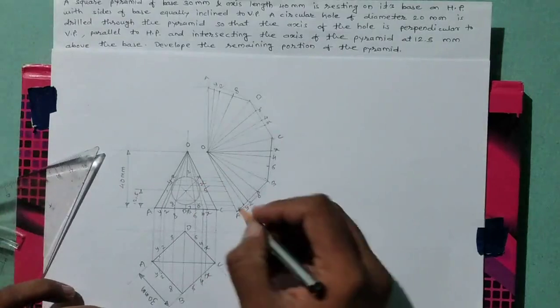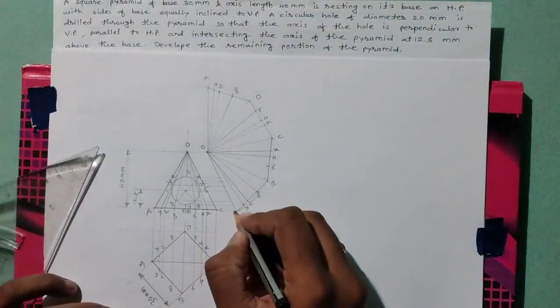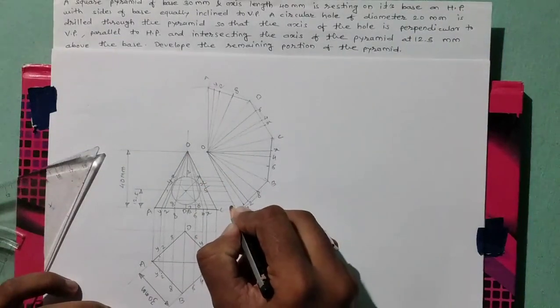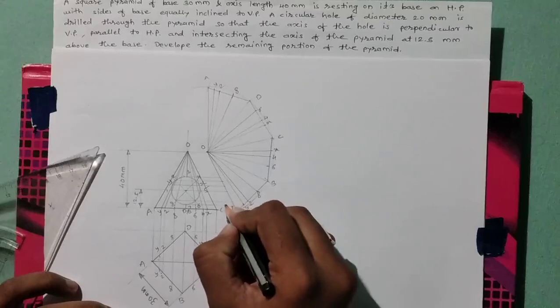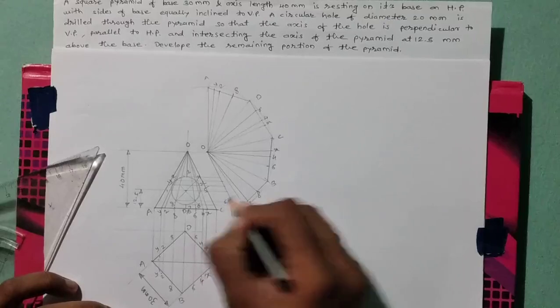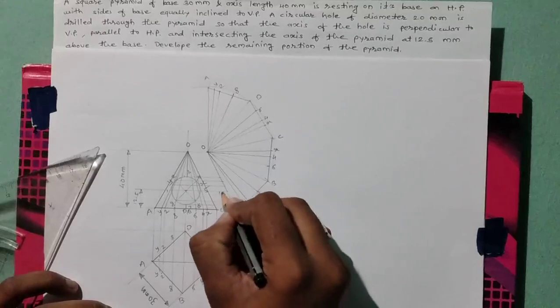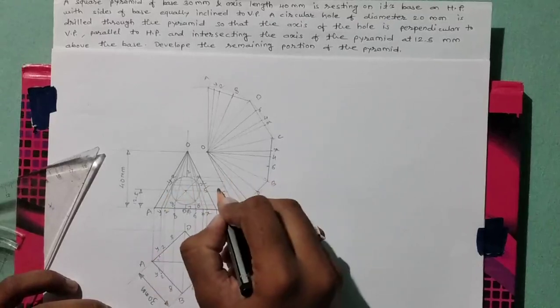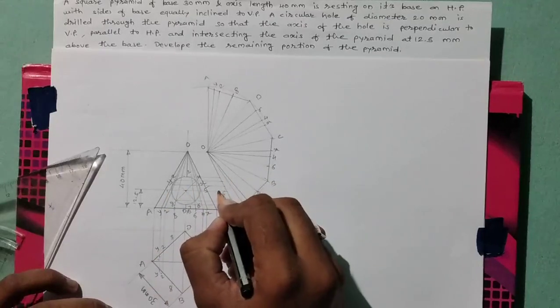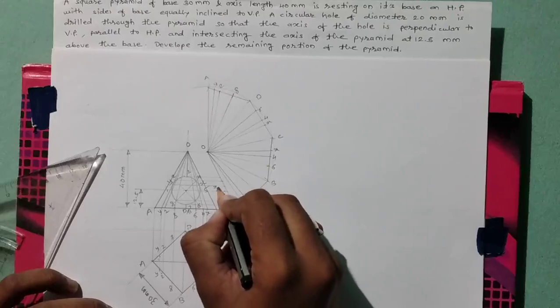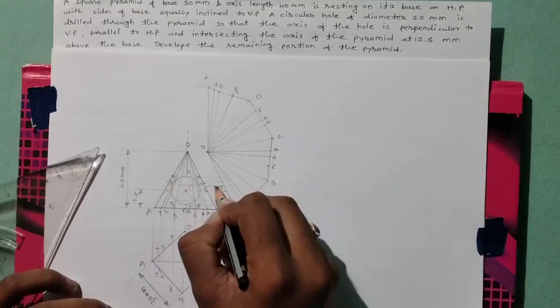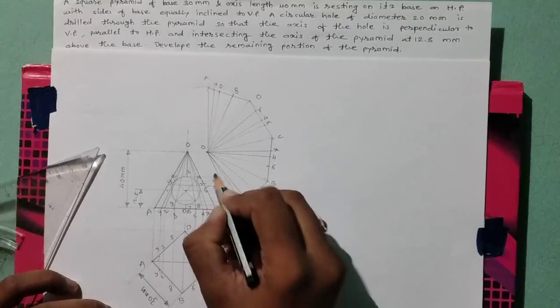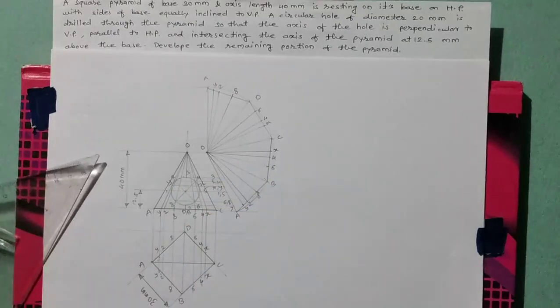Name all the points. Here is point 7, here is point 6 8, no need to take. Again XY, again 2 4, and here is point 3.